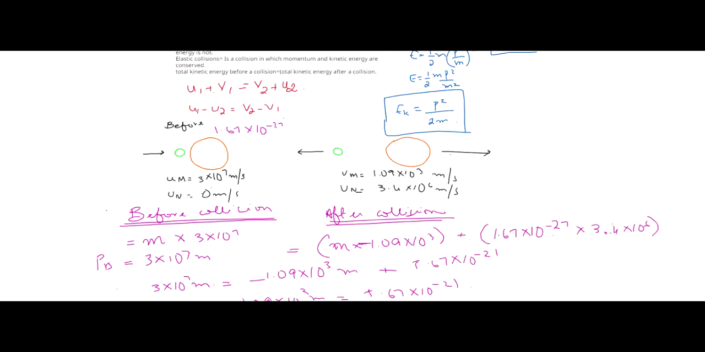So minus minus will become plus. This, I believe, you'll get somewhere around 3.4 into 10 to the power of 6 approximately. And obviously over here, it's going to be 3 into 10 to the power of 7. So your values are not coming equal to each other. So that is another way that you can determine that the collision is inelastic.